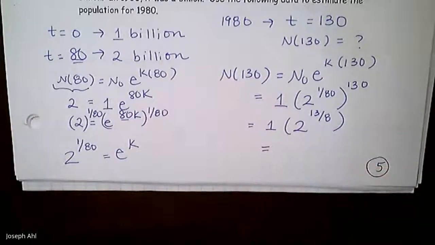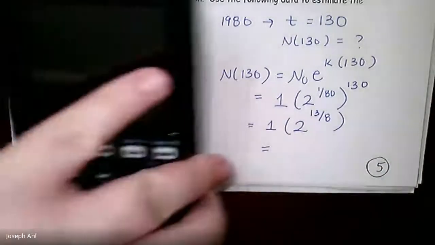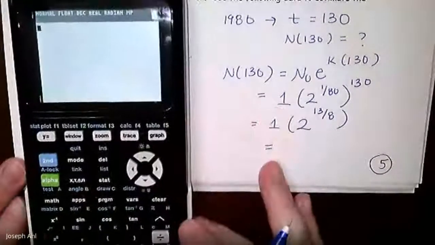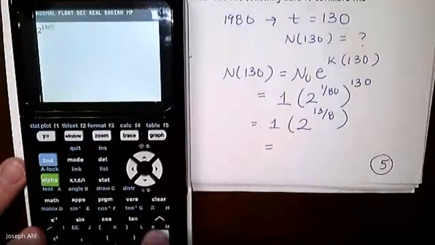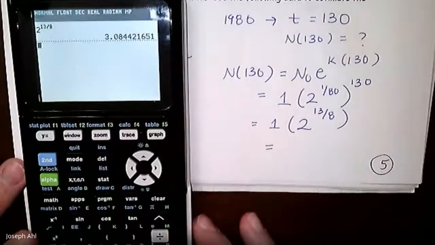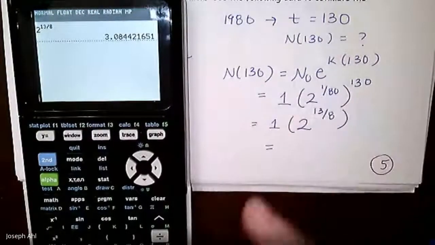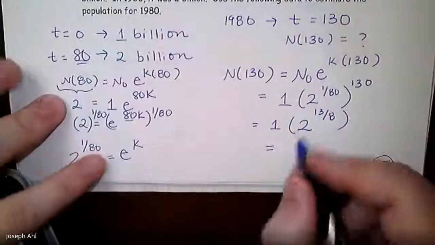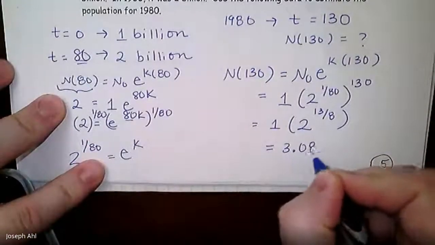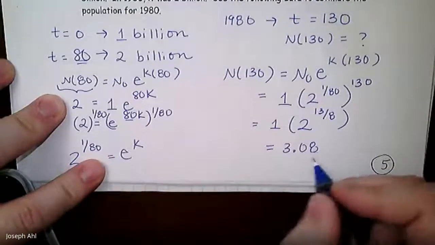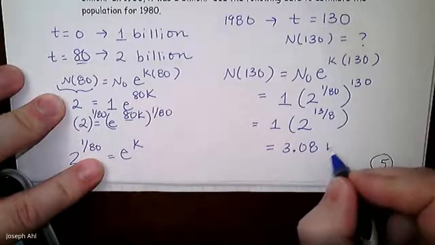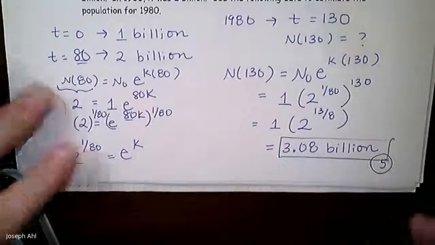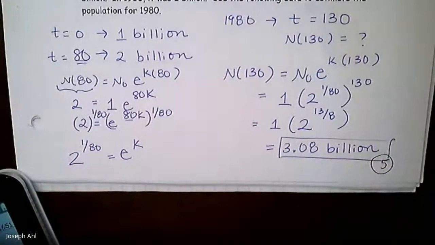By the way, multiplying that by 1 is not going to really change much there. So if I just do 2 raised to the 13/8 power, just to simplify my calculator steps, that's going to be 3.08. And I'm going to include that 0.08 just because we're talking about billions of people. So when I say 3.08, it's actually 3,080,000,000-ish people. That many billion would be the expected population of Earth in the year 1980.